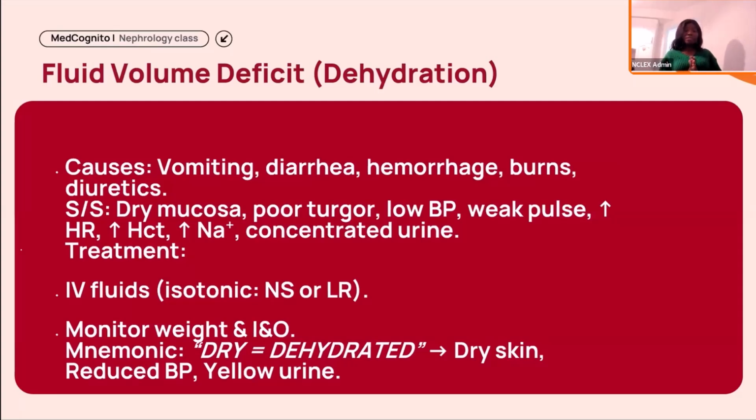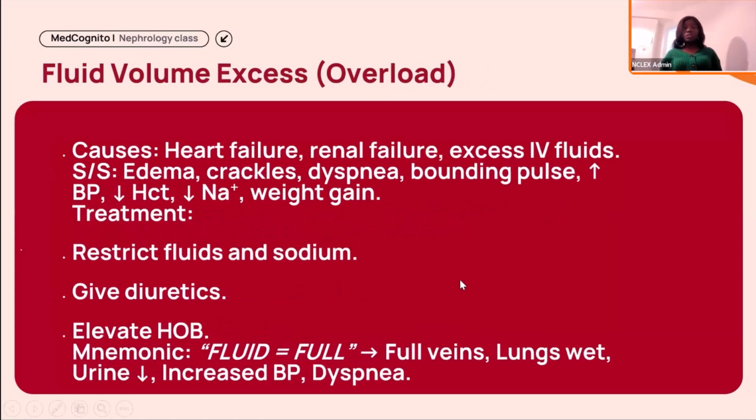Remember this for dehydration: the skin will be dry, the blood pressure will be reduced, that is hypotension, and the urine will be concentrated. That's what I have here as yellow urine. So we're using the mnemonic DRY to remember it. Do not forget this. Then we can have fluid overload.